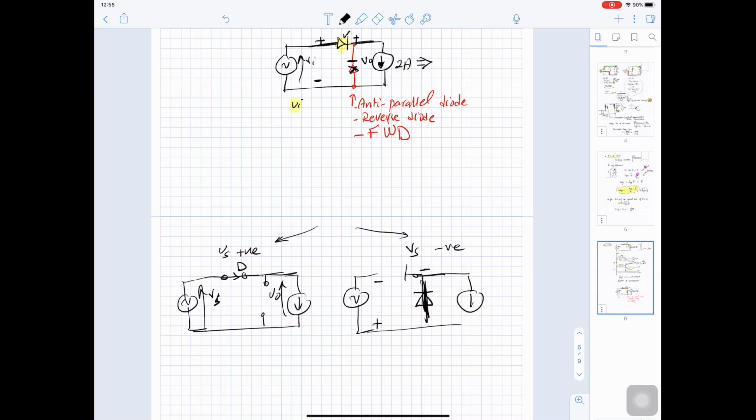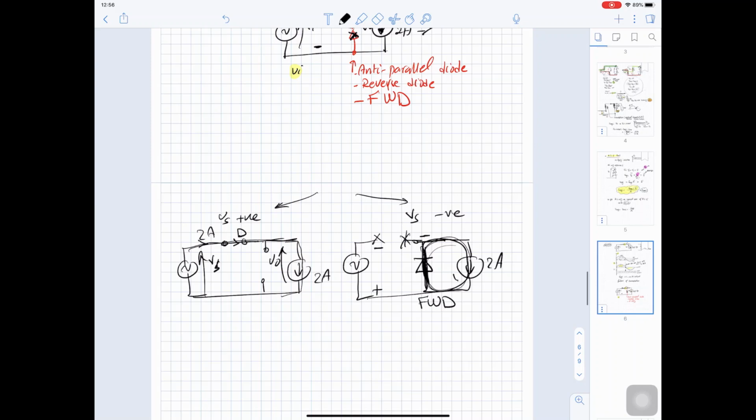And this 2 ampere now has a path to circulate. That's why we call this the freewheeling diode. So instead of having the 2 ampere going through the source into the load through the diode, the 2 ampere will keep freewheeling in this diode. And in this case, V out will be 0.